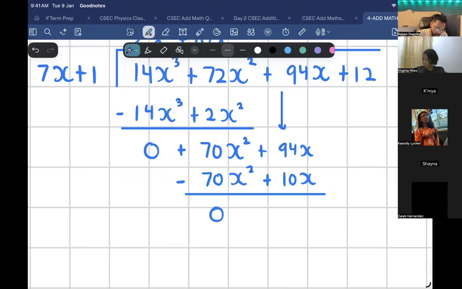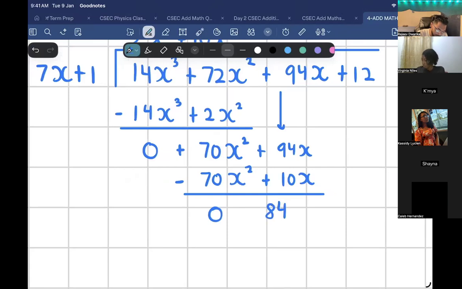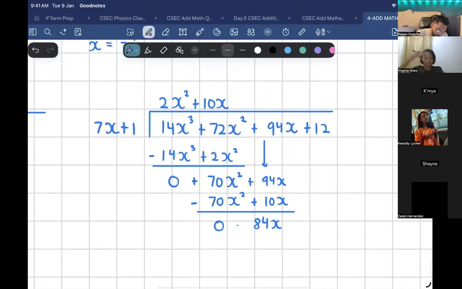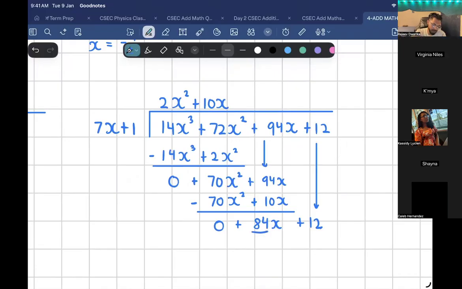Over here, 94 minus 10, that is 84x. What next? You bring down your 12. And of course, you'd have to divide 84 over 7, right? And that'll give you what over here, 12, right?